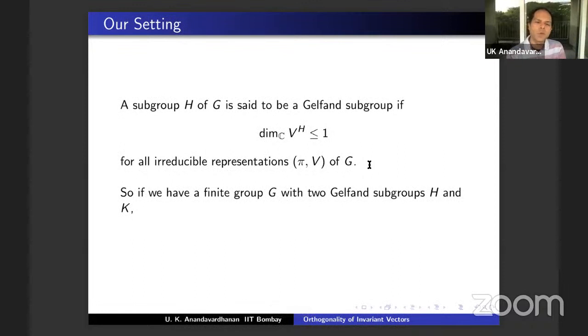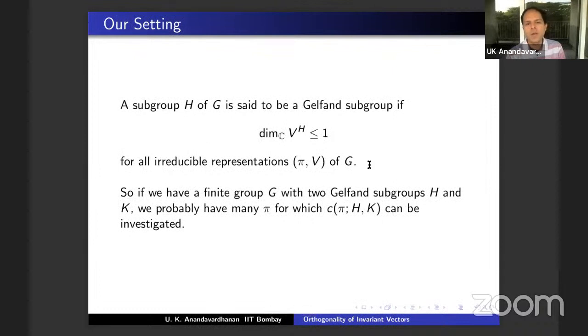In particular, if you have a group G with two Gelfand subgroups H and K, then probably you have many examples of pi for which the correlation coefficient is an interesting object to be investigated. Because it's Gelfand, and there are many examples of Gelfand subgroups, the dimension is less than or equal to 1. So you can hope that it may not be the case that all of them are 0. A lot of them turn out to be 1 also. So probably you have many interesting representations where this coefficient can be looked at.